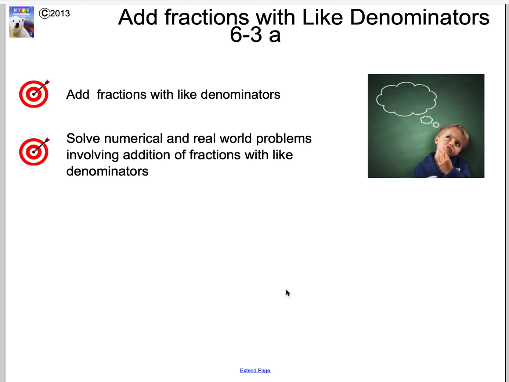Today, we're going to talk about adding fractions with like denominators from Chapter 6 from our Harcourt-Mifflin textbook. So, our learning targets today are adding fractions with like denominators and solving numerical and real world math problems involving addition of fractions that have like denominators. And we're going to practice that together in this short video.